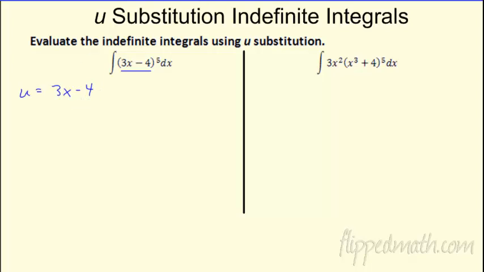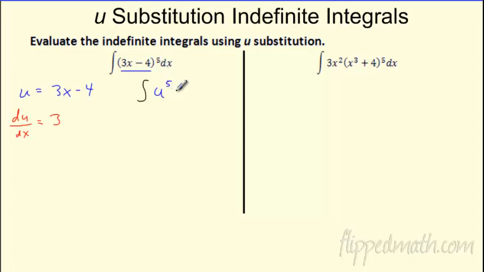What's nice about this is I can take the derivative of U with respect to x. If I take the derivative of this, what do I get? I get just plain old 3, which is pretty cool. So what do I really want here though? I want to start subbing these things in. I want to rewrite my integral so it looks nicer. Well, I know U is the 3x minus 4, so that's going to be U to the 5th power.